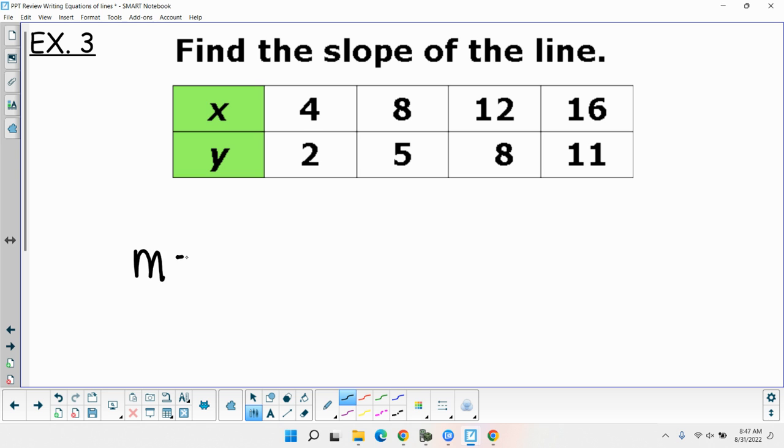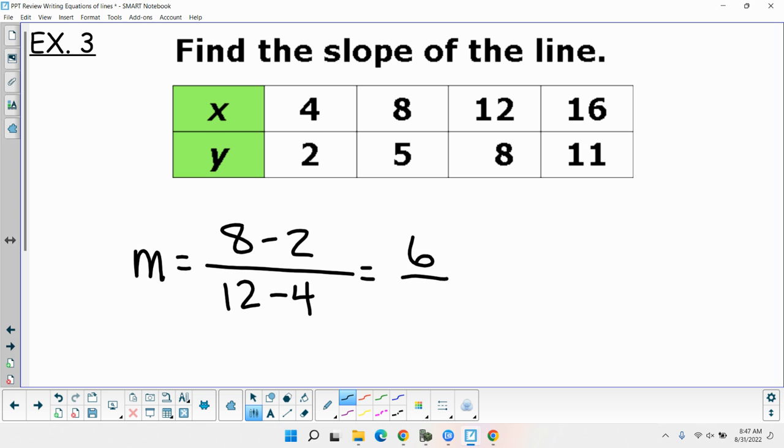We'll use the 12 and 8 and the 4 and 2. So the second y, 8, minus the first y, 2, over the second x minus the first x. Which reduces to what? 3/4. Always reduce your fractions.